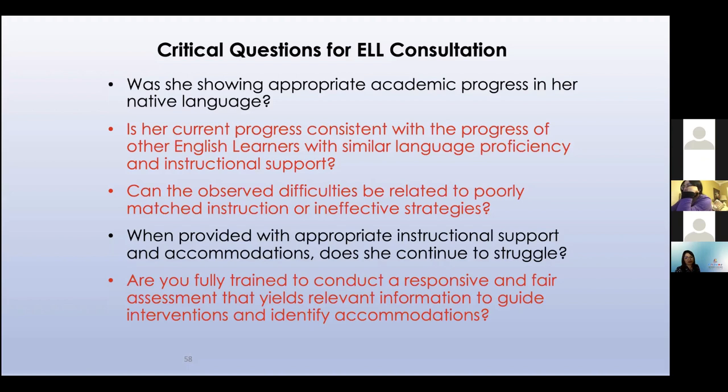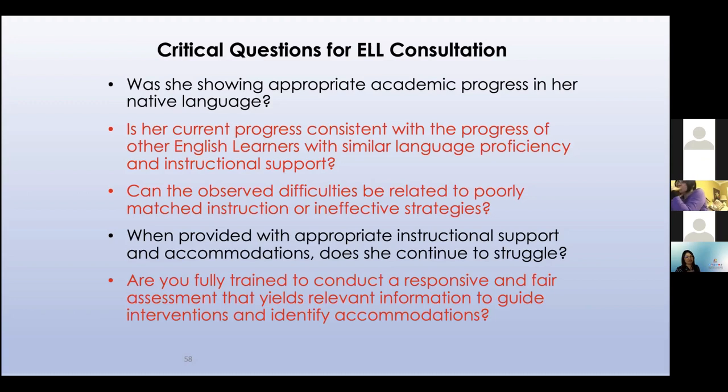When provided with appropriate instruction, support, and accommodations, does she continue to struggle? So what if the teacher's really following to the T or very close, and you know that the kid continues to struggle? That's important to know. Are you fully trained, and this is important, to conduct a responsive and fair assessment that yields relevant information to guide interventions and identify accommodations?